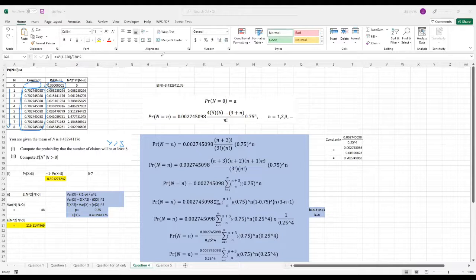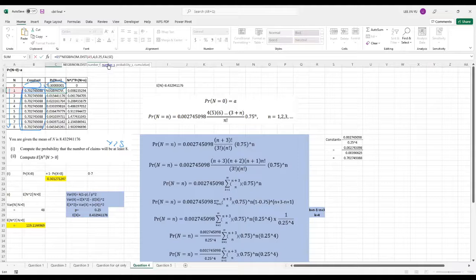And how do we calculate the probability? We calculate the probability using the negative binomial, as I stated just now. So for the negative binomial, we use B5, which is the n, which is the constant, multiplied by the negative binomial distribution of n, the number of fails, multiplied by the number of success. What's the number of success? Given k, just now we calculated it is 4. So the probability of success is 0.25, because 1 minus 0.75 is 0.25. We don't want the cumulative, so we force it.